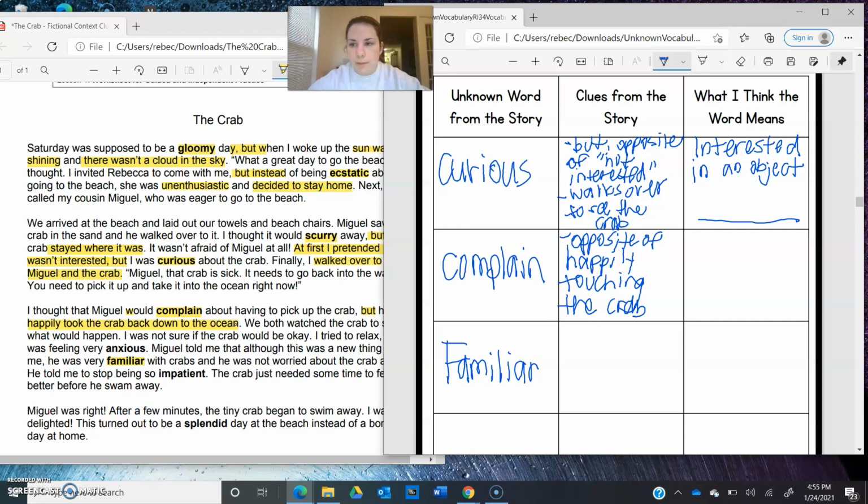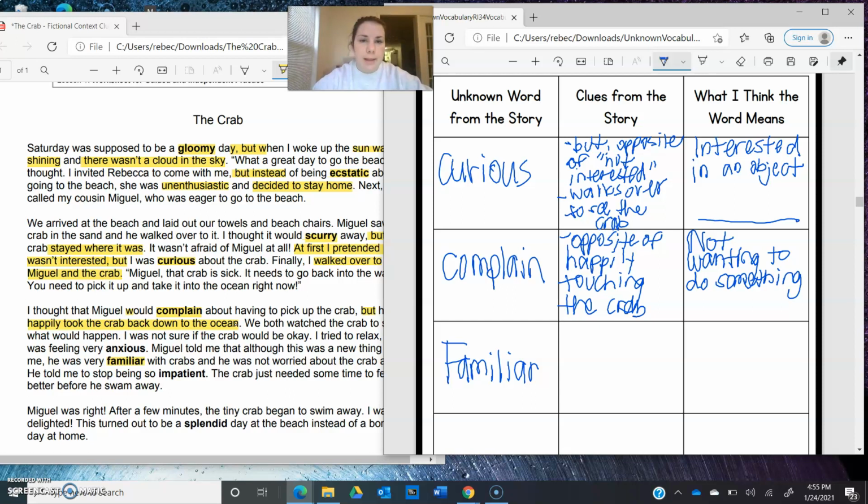So hopefully in your definition box of what you think the word means, for complain, you wrote not wanting to do something. And I think we can just leave it at that. You might have used a little different words. Again, if you're really lost or confused, you can raise your hand. We've got one more to try, the word familiar.